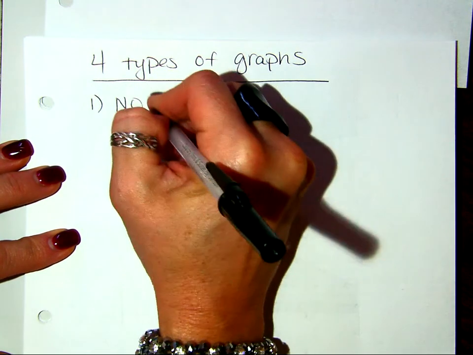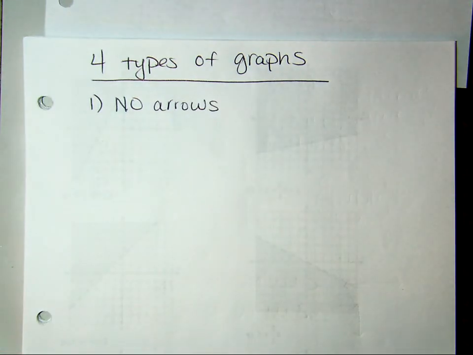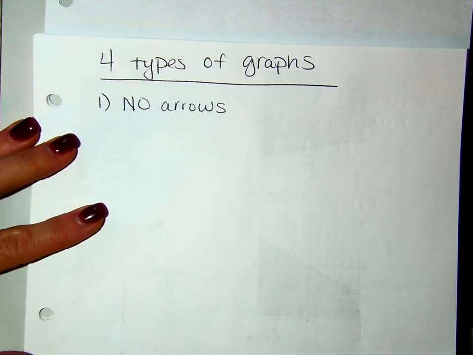Is that like a fancy name or it's just called no arrows? It's just called no arrows, yep. Okay? All right, that's the first graph.